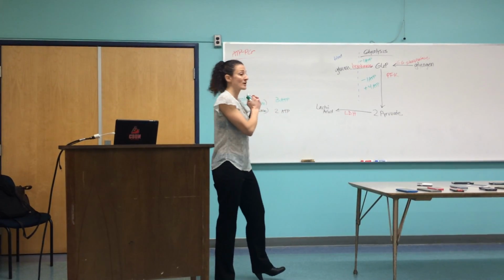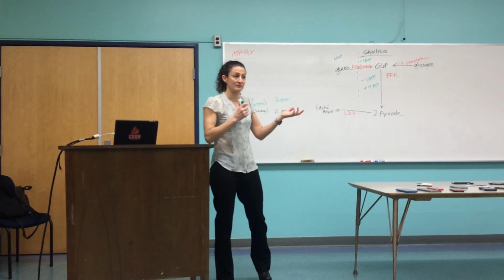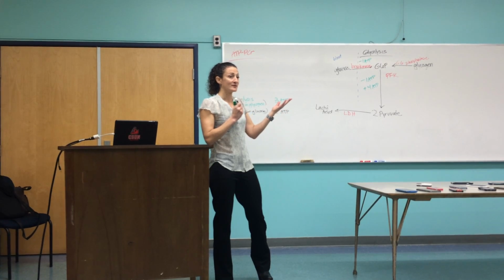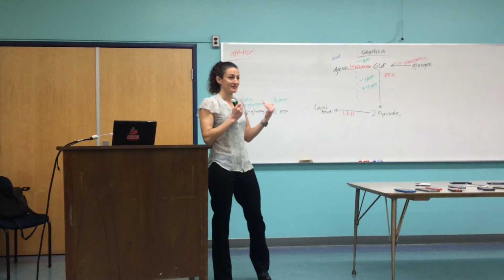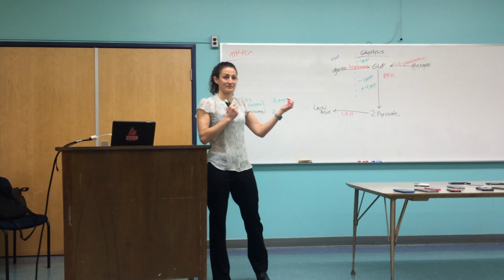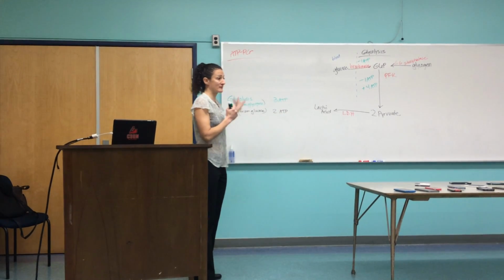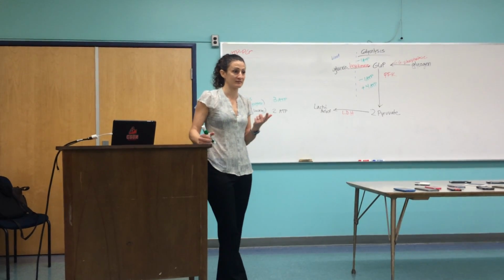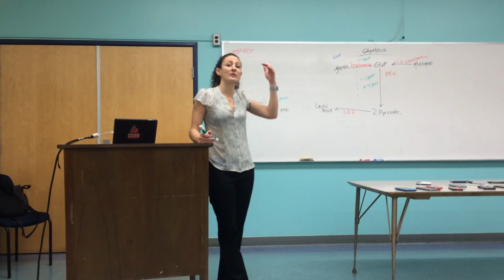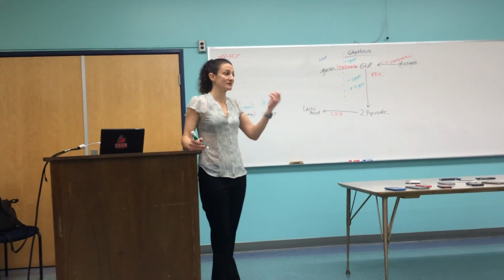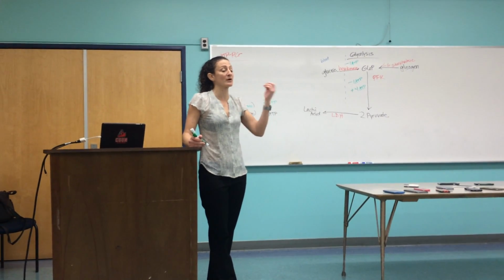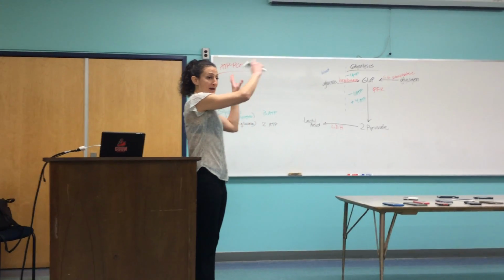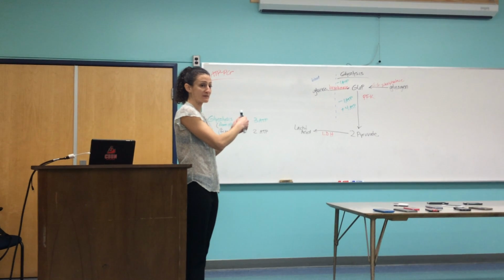Okay? If you want to run for longer than 2 minutes, what do you have to do? You have to slow down and shift into a different system. Okay? This is the end of our anaerobic systems. These are our 2 anaerobic systems, the ATP PCR system and glycolysis. So if we want to go longer than that, we have to decrease the intensity and shift into our aerobic systems.